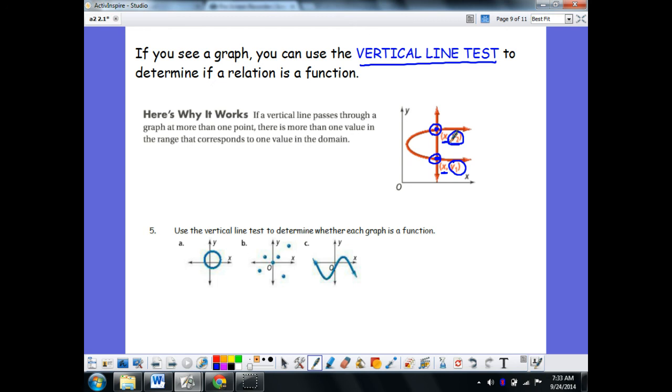So running the vertical line test on these, this first one, we can draw a vertical line that hits this graph more than one place, so therefore this one's not a function. In the second one, every vertical line we draw will only hit one of those points. So this one is a function. And in the last one, we cannot draw a vertical line that will hit it in more than one place. So therefore, it is a function.